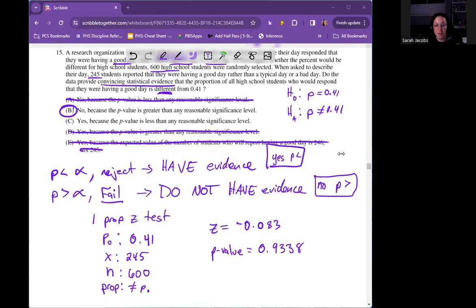And you'll notice there's not even a question. That's not even like sneezing distance from 0.10 or anything, right? That's super far away from any significance level. Okay.